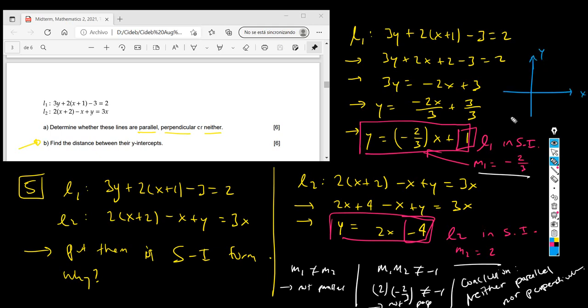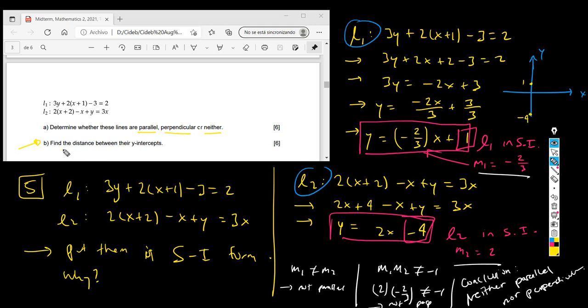at a Cartesian plane in which both lines L1 and L2 are drawn, then you'd realize that line 1 crosses the y-axis at 1, and line 2 crosses the y-axis. In other words, its y-intercept is minus 4. So it's about here, more or less. See, this is the y-intercept of this line. This is the y-intercept of this line.